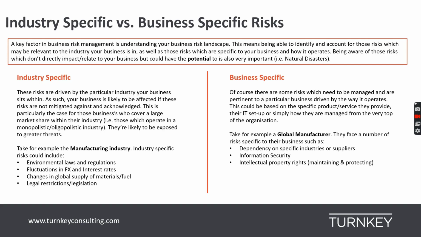In terms of business-specific risks, these have more to do with how the business operates. So let's take, for example, a global manufacturer within the manufacturing industry. Business-specific risks might include a dependency on specific industries or suppliers, risks relating to information security, so for example, the way that IT is set up, or intellectual property rights, as I mentioned earlier.